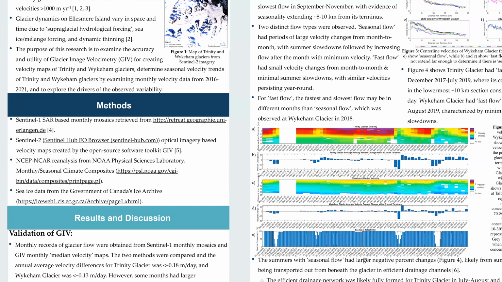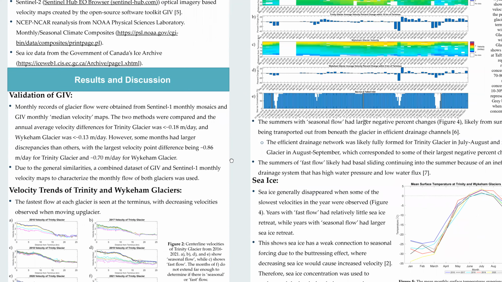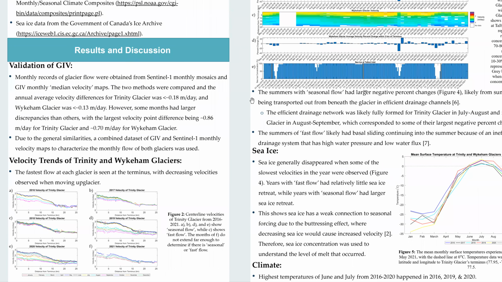So the methods used, we used Sentinel-1 SAR-based velocity maps. Sentinel-2 optical imagery was input into the GIV software to create velocity maps, as well as looking at climate reanalysis and sea ice data. So one of the first things done was the validation of the GIV velocity maps. Generally, these maps aligned well with the SAR-based maps, so a combined data set of both the SAR-based and GIV maps were used. Moving on to the velocity trends of Trinity and Wykeham Glaciers.